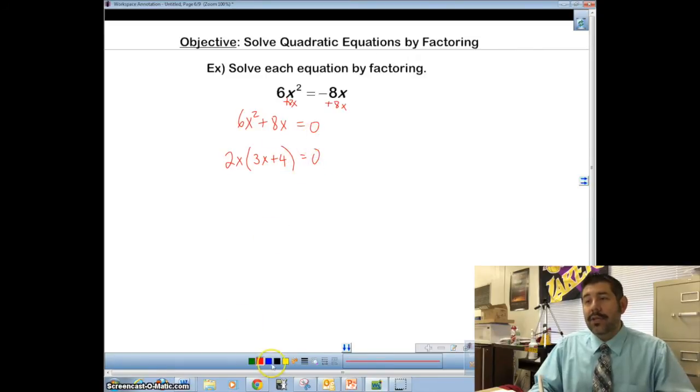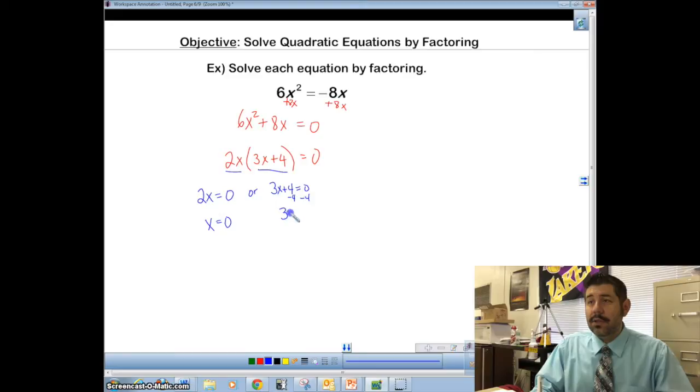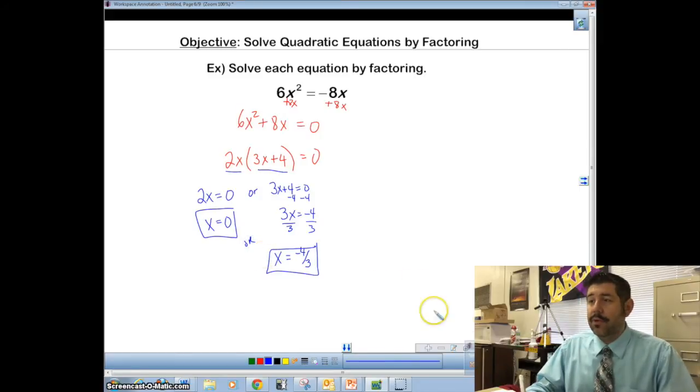Now I said earlier, you have to take each one and set it equal to 0. That's the zero product property, okay? So 2x equals 0, or 3x plus 4 equals 0. And then we're going to solve each of those separately. So divide by 2 and we get x equals 0. Subtract 4, then divide by 3, and we get x equals negative 4/3. Okay, so we got two answers there: x equals 0 or x equals negative 4/3.